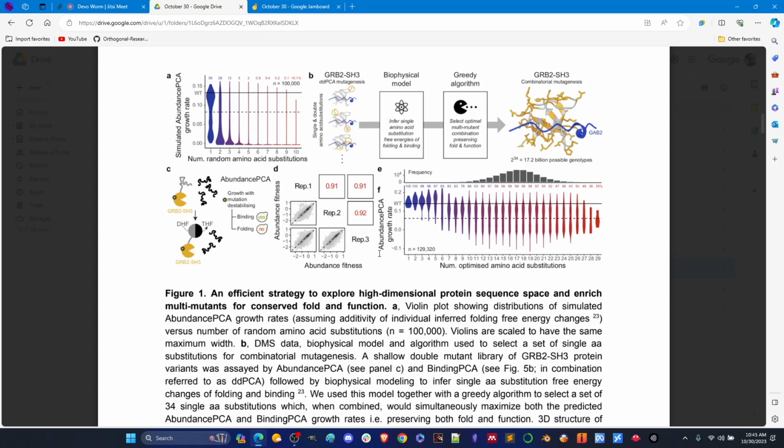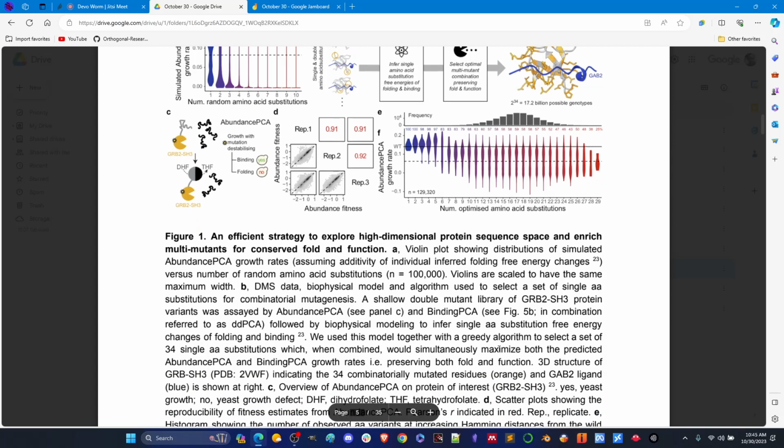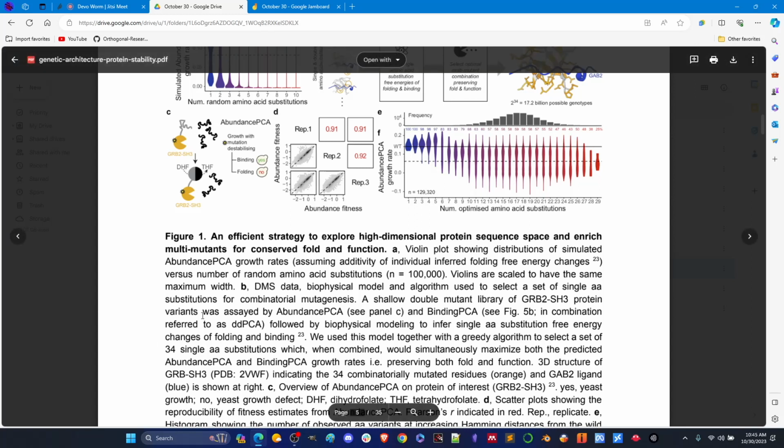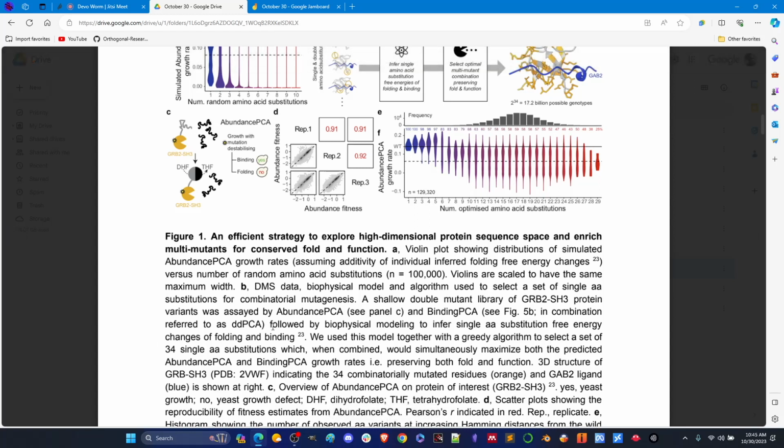So they're actually able to get, I guess they're also doing a PCA here as well. So a shallow double mutant library of protein variants was assayed by abundance PCA and binding PCA, in combination referred to as ddPCA. So they reduce the dimensionality, followed by biophysical modeling to infer single amino acid substitution free energy changes of folding and binding. So they reduce the dimensionality of the abundance and binding factors in this combinatorial mutagenesis.